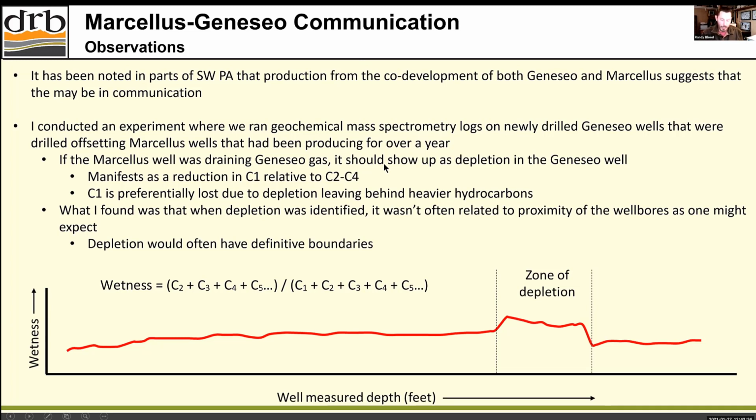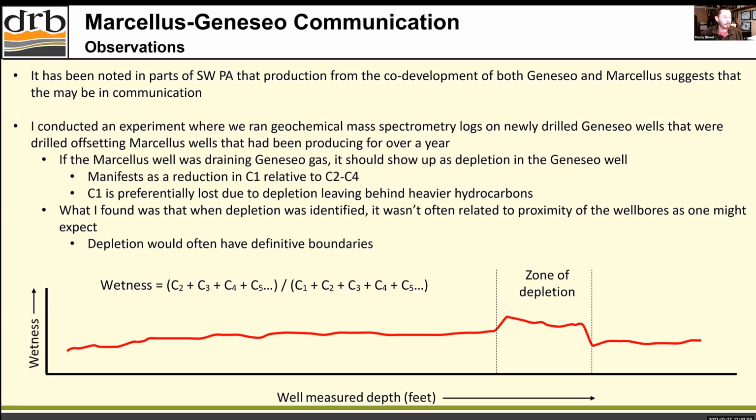My thought was, okay, if we're producing Geneseo gas out of the Marcellus, then if we drill a well through the Geneseo, we should see evidence of depletion in that rock if it offsets a Marcellus well that's been producing for a significant length of time, which is around a year or so, I think, is what we decided to use for conducting these experiments.